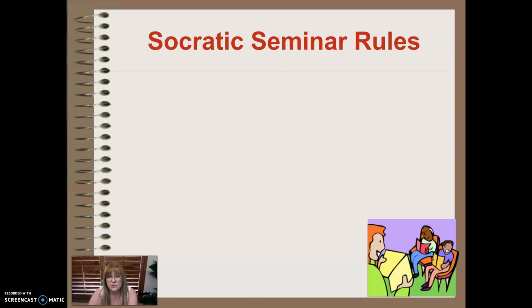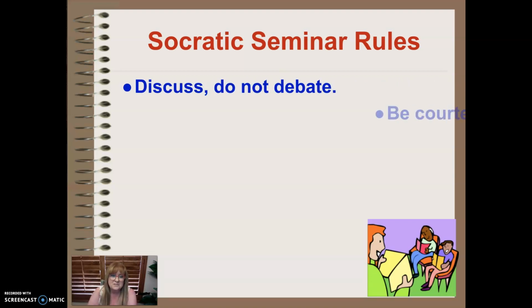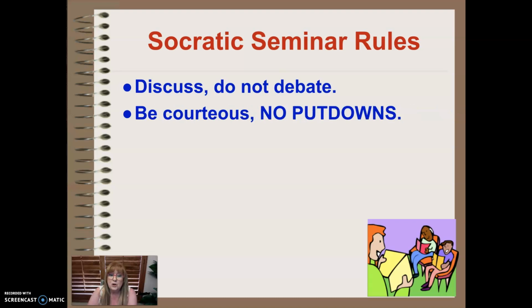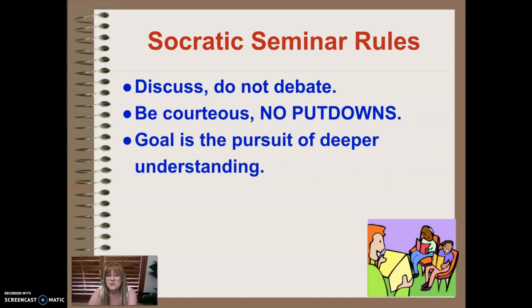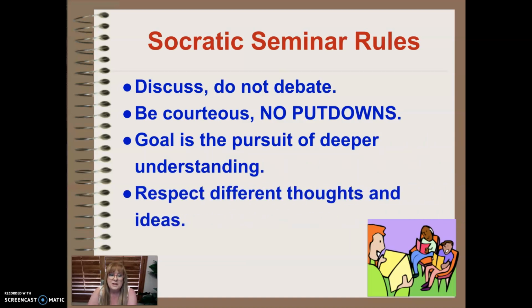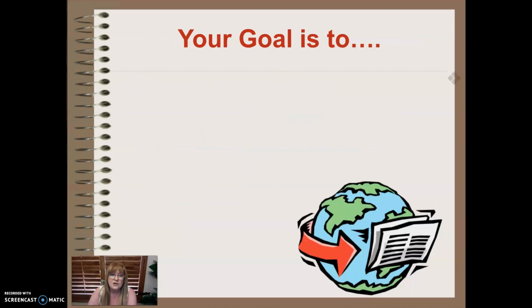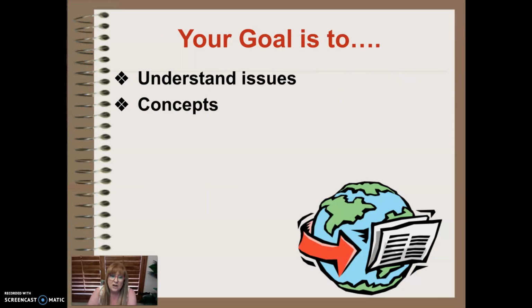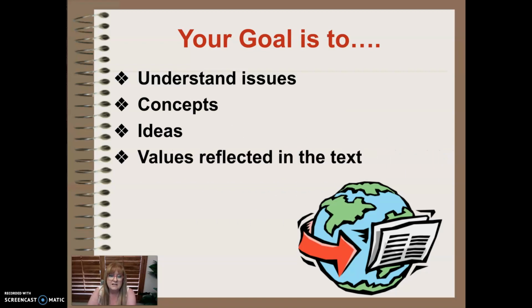Socratic seminar rules, very important. First, we discuss, we do not debate. You have to be courteous and no put-downs. The goal is a pursuit of deeper understanding. Respect different thoughts and ideas. So your goal is to understand the issues, understand the concepts, the ideas, and the values that are reflected in the text.